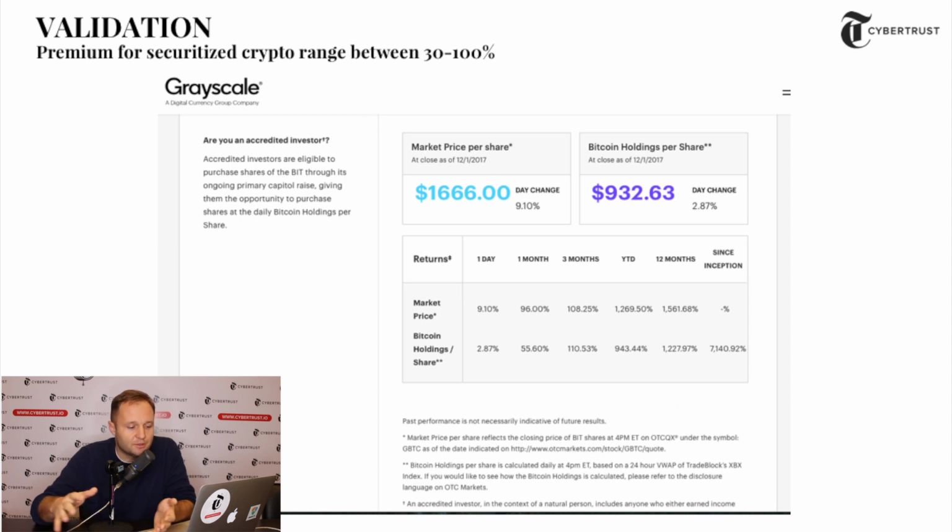And the actual price of Bitcoin is measured, here it says Bitcoin holdings per share is calculated daily at a specific time on a 24-hour weighted average basis of the TradeBlock XBT index. So there's some kind of index that they measure this against, but the point is that it's the price of Bitcoin, probably minus their cost. And this shows you that at that time, they estimate that the price per Bitcoin was $9,326, as opposed to what institutional investors were willing to pay per one Bitcoin: $16,660 per one Bitcoin. So why would they do that, right?